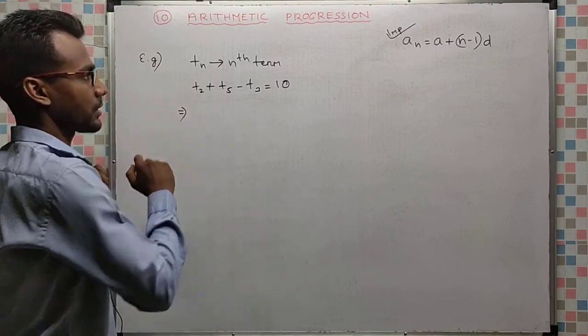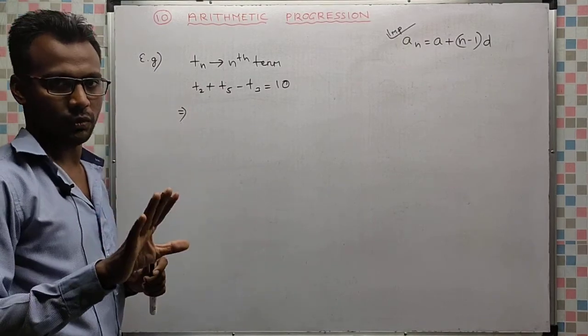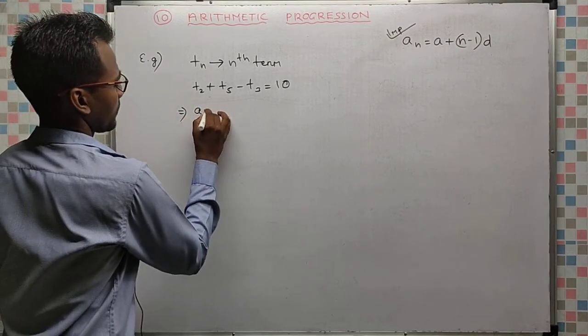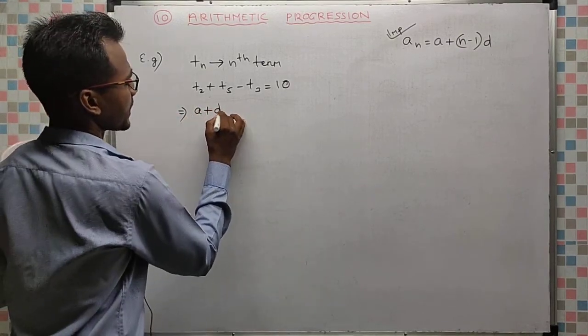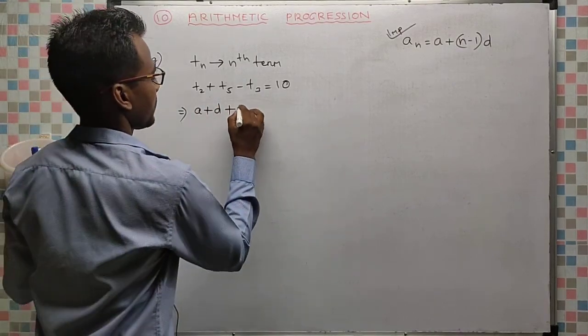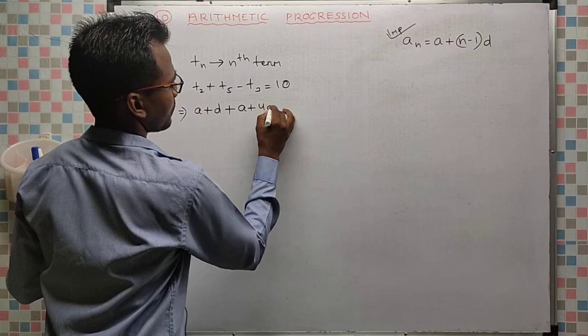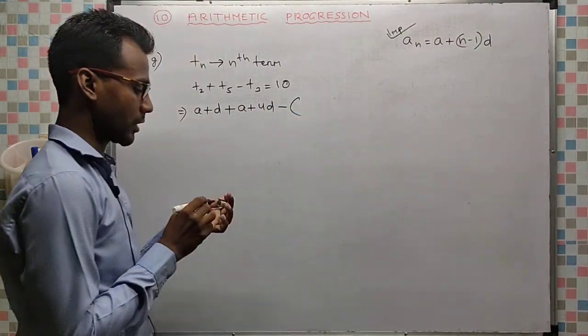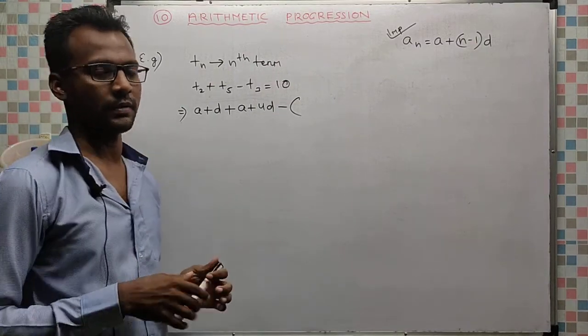T2 means second term, or A2. What is A2? A plus 1D. A plus 2 minus 1 is 1, or simply D, I am writing. T5 means A5. What is A5? A plus 4D. 5 minus 1 is 4. Be careful, whenever you see a negative sign, be careful, okay.